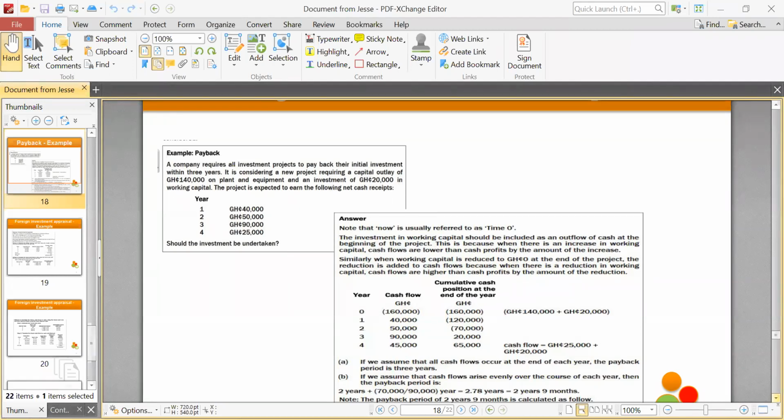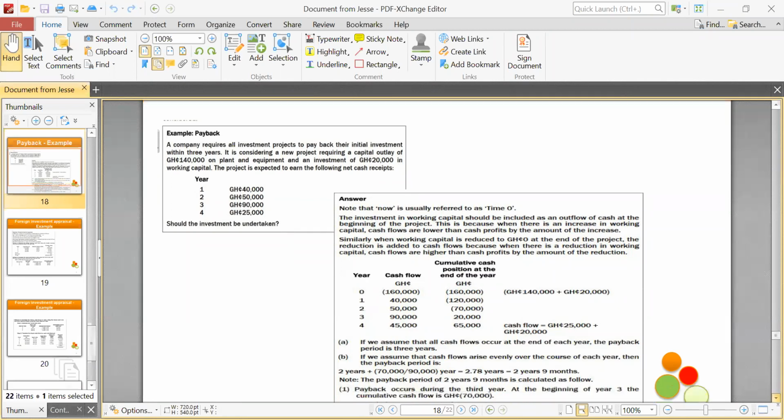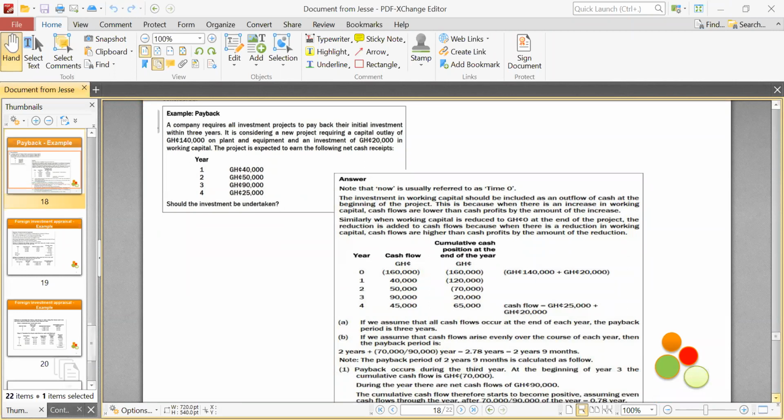Yes, please, it does. Okay. At the end of the period, do you mean at the end of the project also? At the end of the project, sorry. Yeah, at the end of the project. That's what I mean. So what it means is that you need to add the 25 to 20, then you get 60,000.